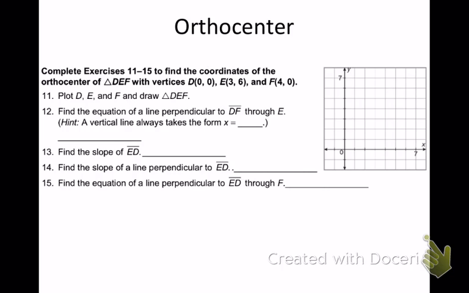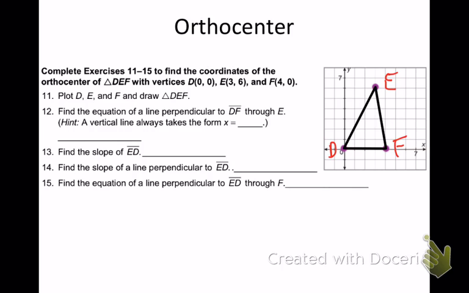So, triangle DEF. Coordinates D are at 0, 0. E is at 3, 6. And F is at 4, 0. So I'm going to connect my dots. I have D, E, and F. Awesome. D, E, F here. I need to find some altitudes.